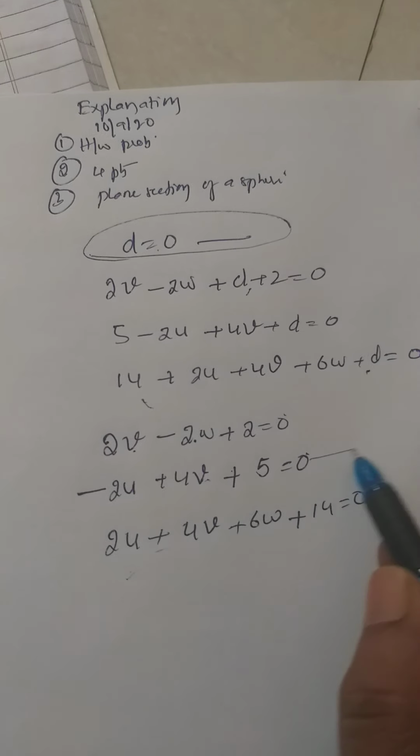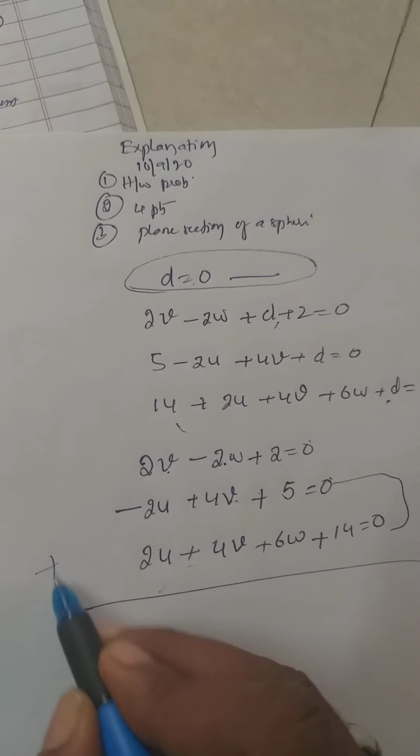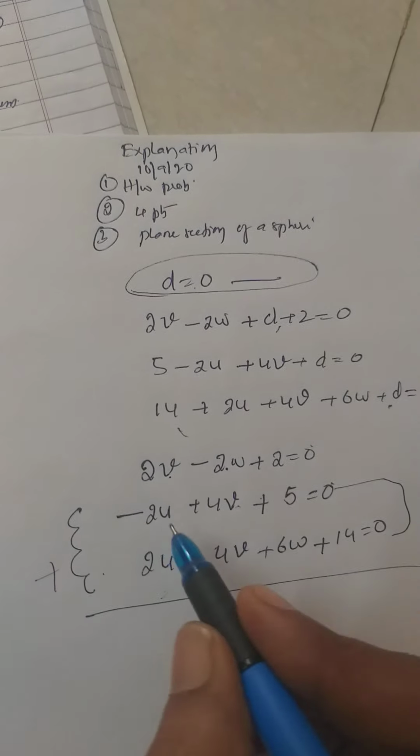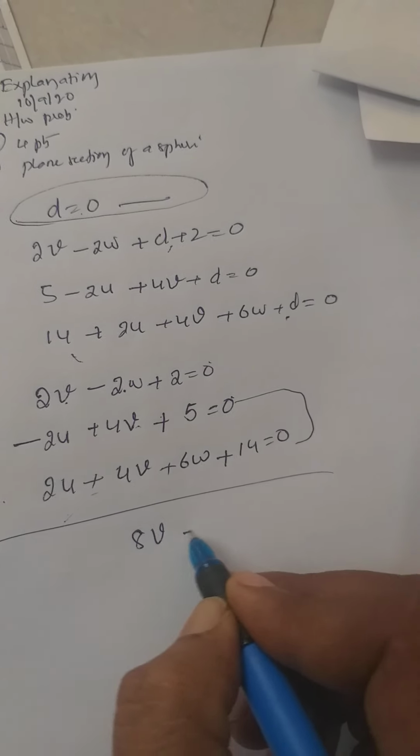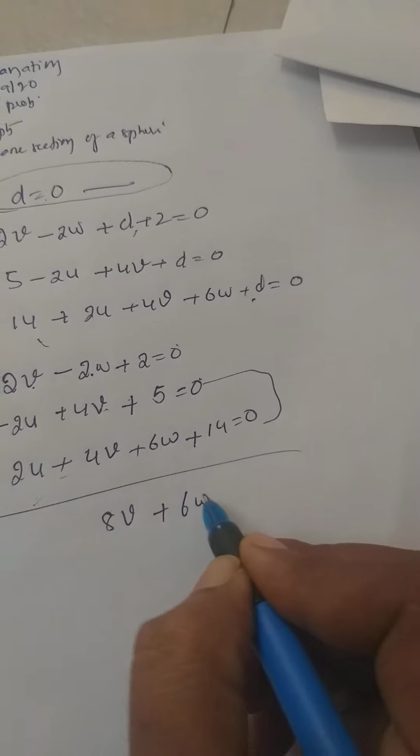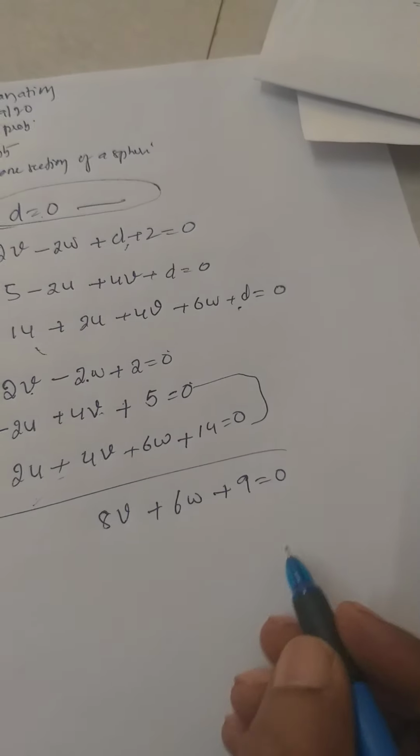First of all, we'll solve these two equations. Solving those two equations means adding them. By adding, these two get cancelled. I get 8v plus 6w plus 14 plus 5 is 19 is equal to 0.